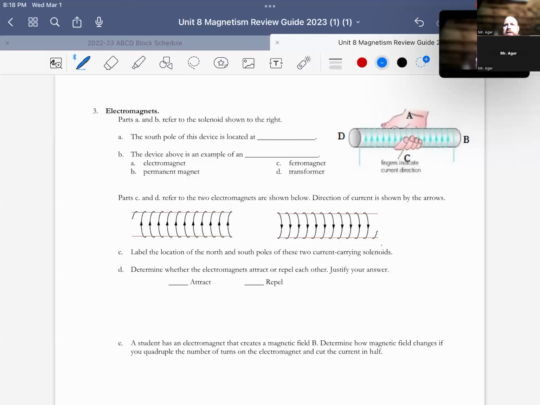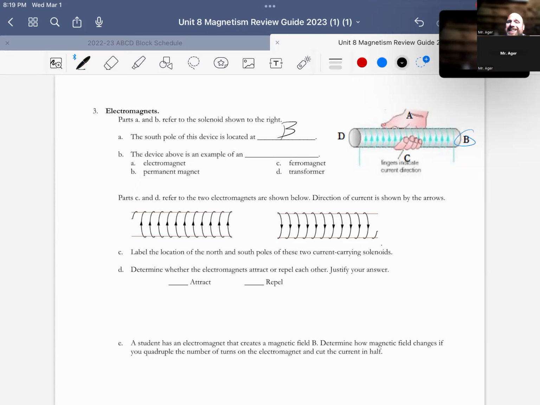So the south pole of this device must be located at which side of this thing. Again, your fingers are going to curl with the coils now. So your fingers are the current in this, and then your thumb will point to the north pole of the magnet when it's conventional current, and it's that. So the south is opposite that, and so south would be over there at B.